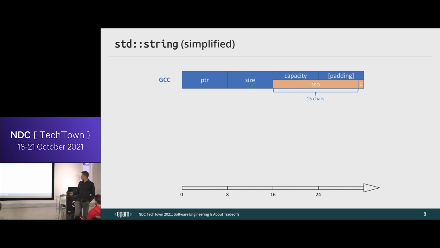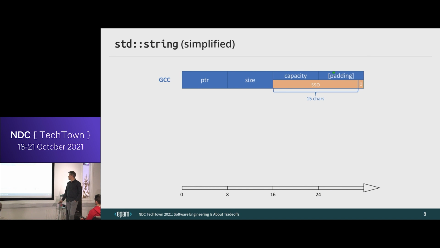Small string optimization is a buffer that is used instead of the allocation for small content. GCC chose such a design. Basically, for 64-bit architecture, their string is 32 bytes of data. They have pointer, size, capacity, and some padding because their buffer is 16 characters long with 0 at the end. So you have 15 characters for data. So actually, you are having some unnecessary padding for the case where you have dynamic allocation.